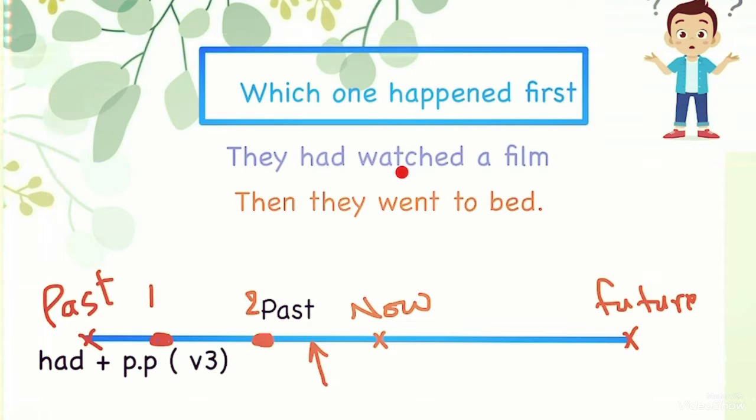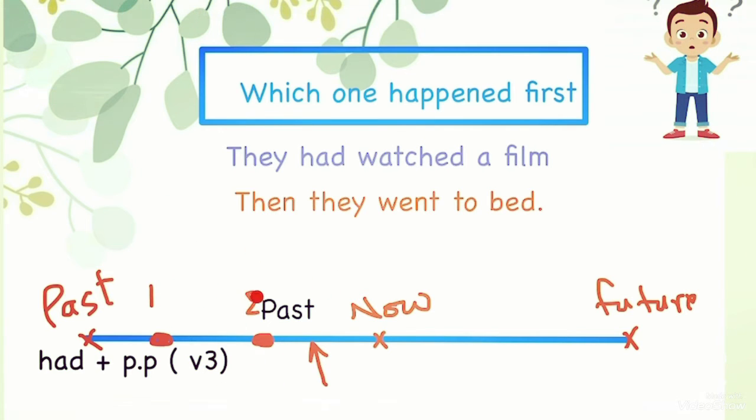They first watched the film and then they went to bed. And here again the timeline, we have here the past. All this distance represents the past. So how many actions happened in the past? 2 actions. 1, 2. So the first action or the first verb that happened in the past will be put with had plus PP or plus V3.